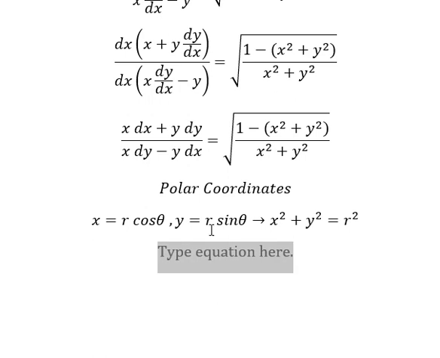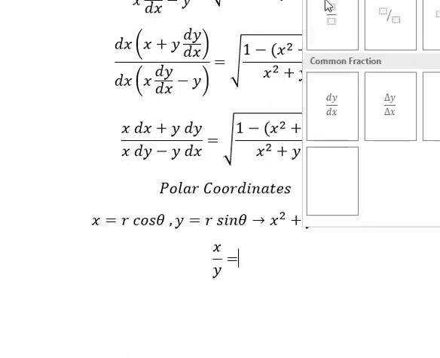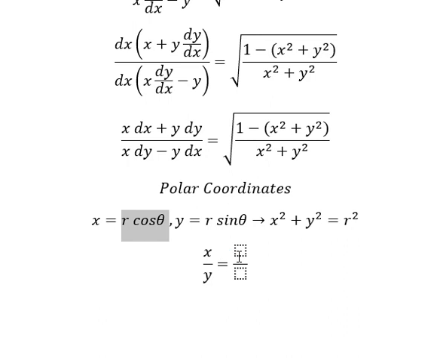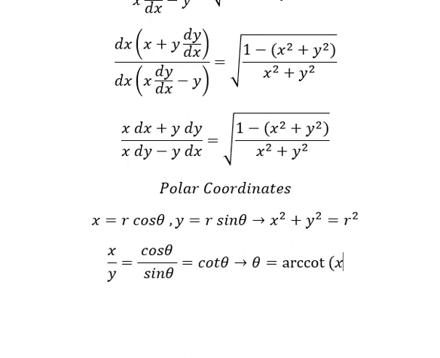So to find theta, we put x over y. So that means we have r cosine theta. We put it in here. This one goes in here. So we simplify and we have r divided by r. And then we have cosine theta. So we have theta equal to the cosine of x over y.